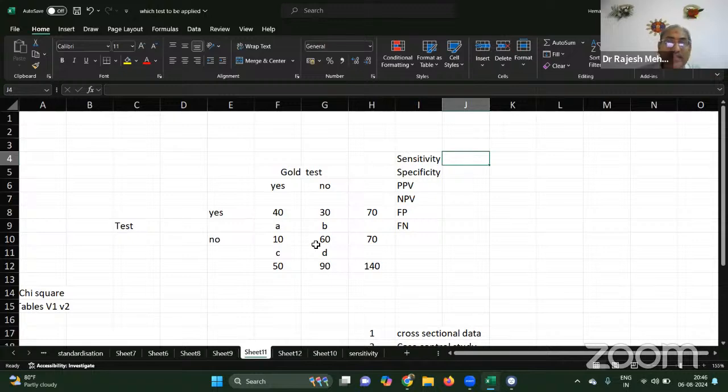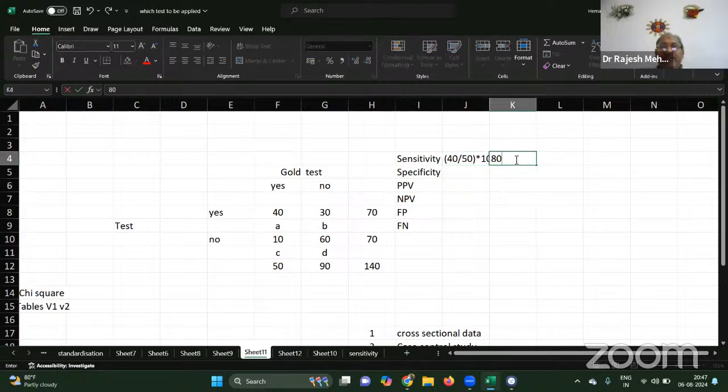So actually the gold standard was telling that 50 people are positive and the test was able to find 40 out of those. So sensitivity means 40 out of 50, and to convert into a percentage, you multiply by 100: 80%. That means sensitivity is 80%. In 80% of the cases this test is able to find the disease.